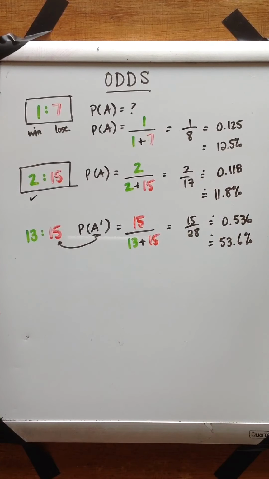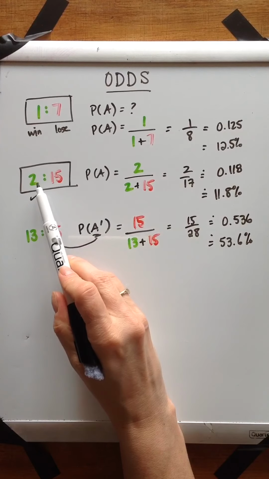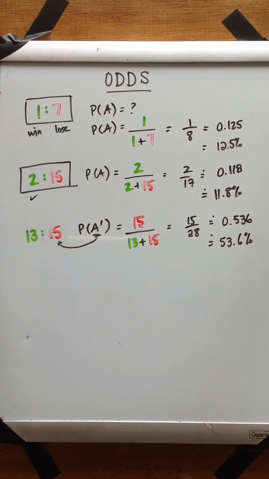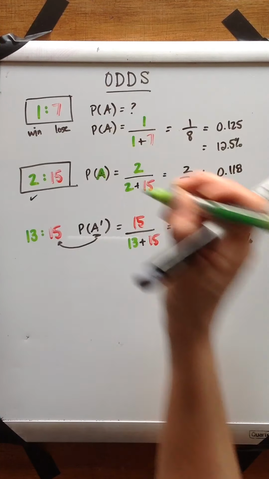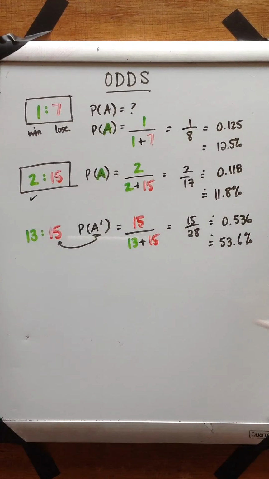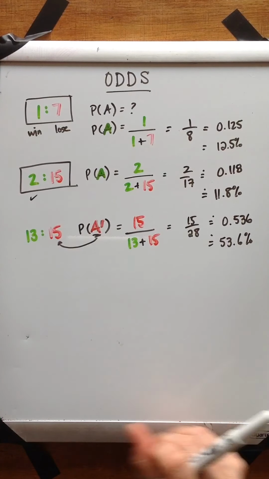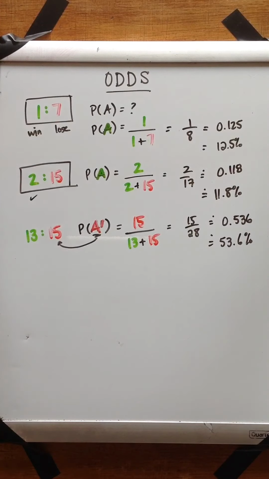Okay, so you have to just be careful what the question's asking for. Is it the probability you're calculating of the event happening, which would be in green? Or is it the probability of the event not happening, in which case we have to look to the red side. Let's look at a couple more examples.